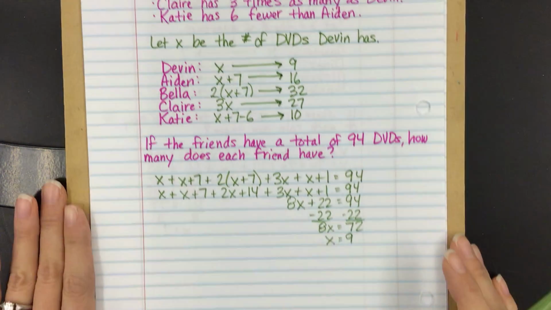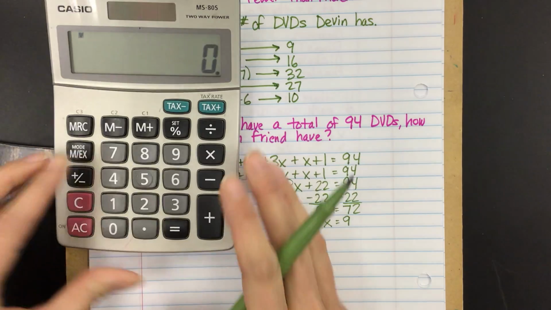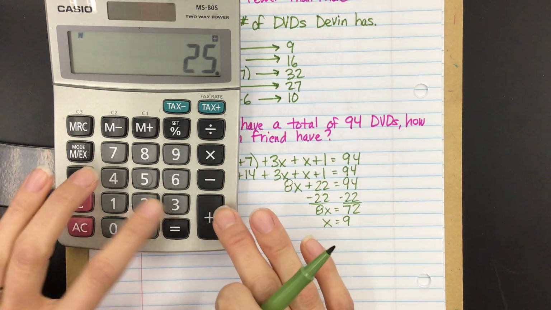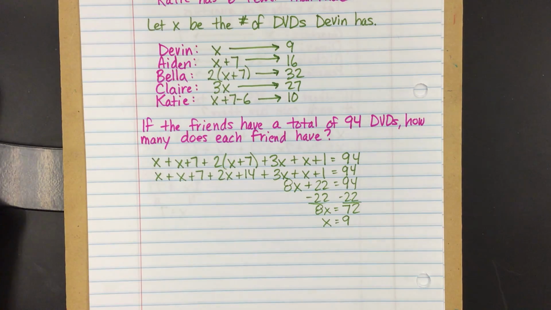Is that what you guys got? Yeah? And then I'm just going to add them up real quick to make sure. Yeah, 94. Awesome. Any questions for me?